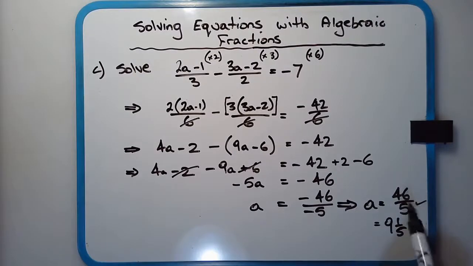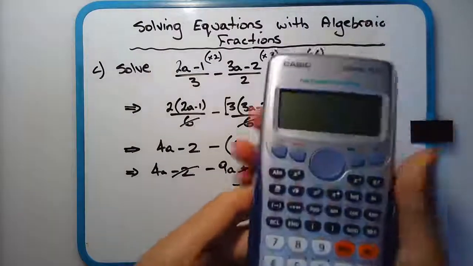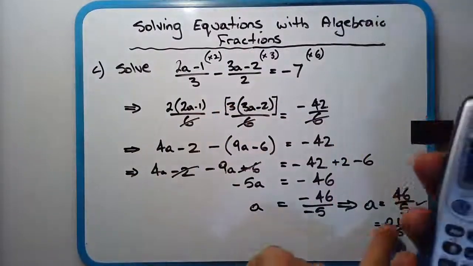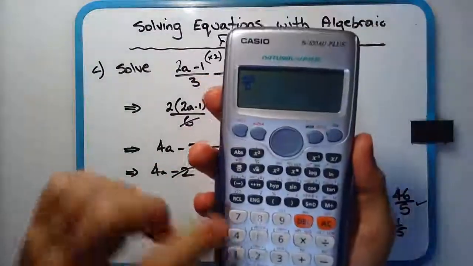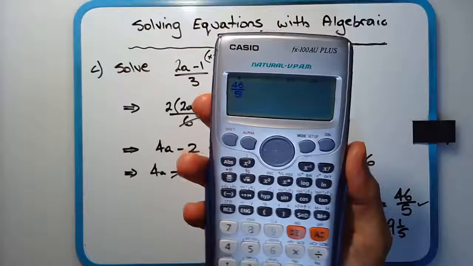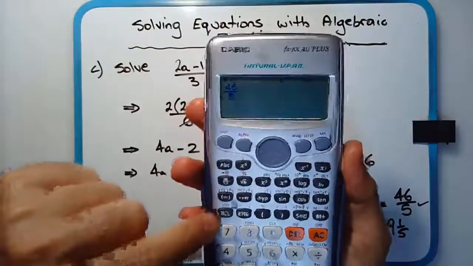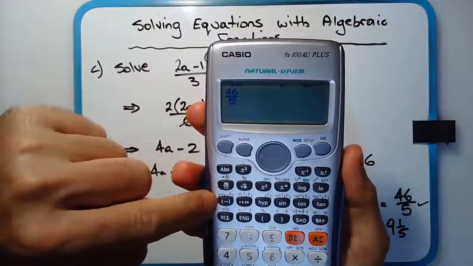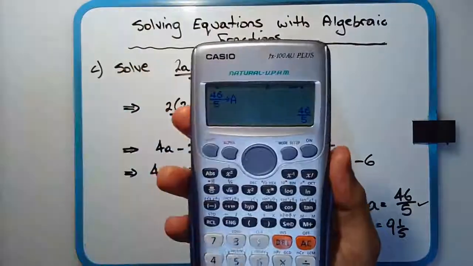So make sure you also test that. Make sure that the left-hand side equals the right-hand side. We can test that answer, so I'll do this as quickly as possible. 46 over 5, we're going to store that. So shift STO, and we store that in memory location A, until you get 46 on 5 with an arrow pointing to A.